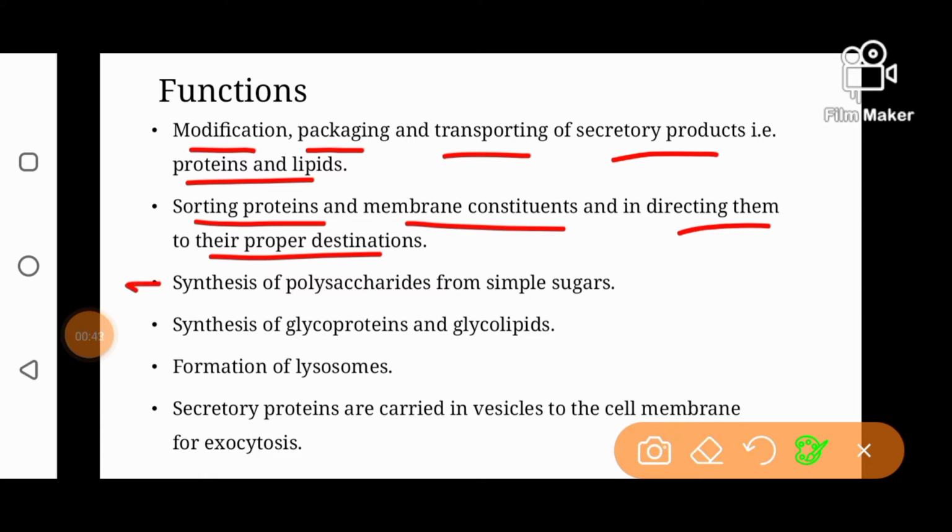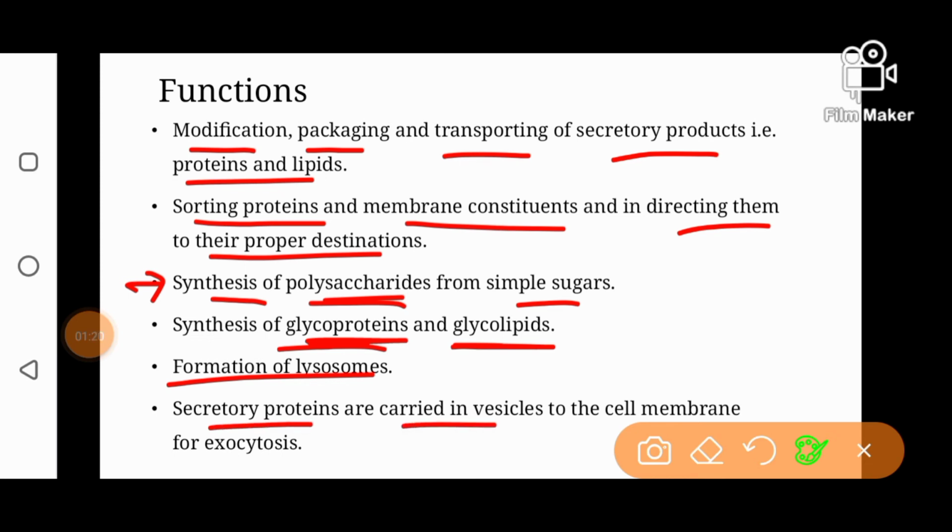They also play a key role in the synthesis of polysaccharides from simple sugars and combining those polysaccharides with proteins and lipids to synthesize glycoproteins and glycolipids. So the synthesis of polysaccharides, and of glycoproteins and glycolipids from those polysaccharides, is also a function of Golgi apparatus. Lysosomes are also formed from Golgi apparatus, and some secretory proteins are carried in vesicles and exported outside the cell by exocytosis.